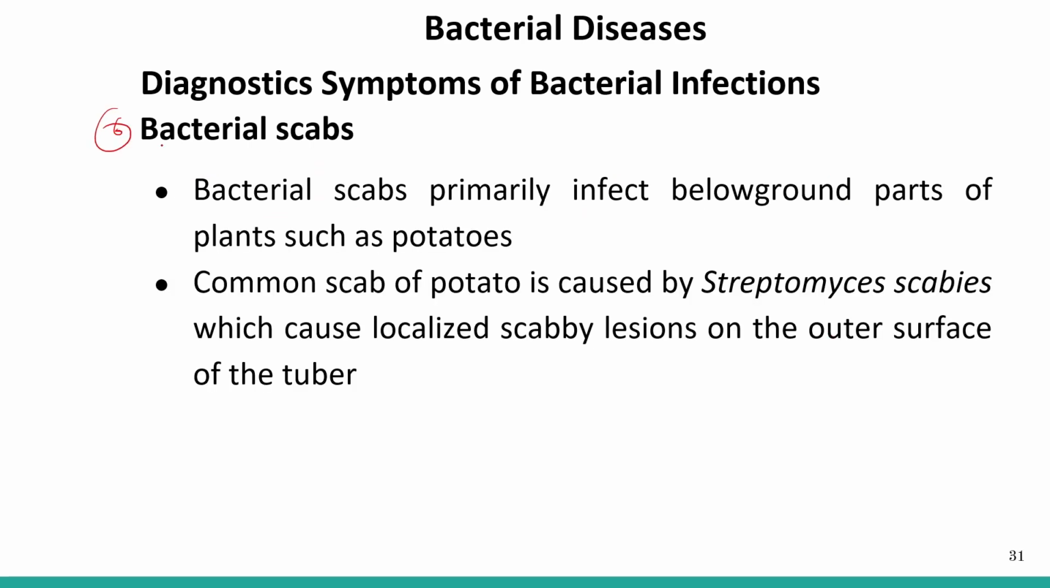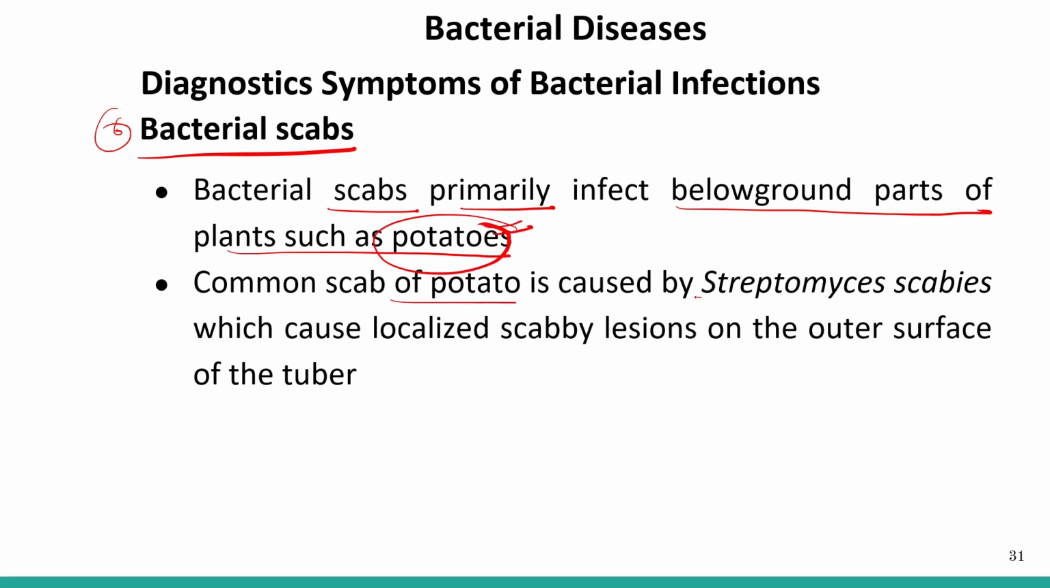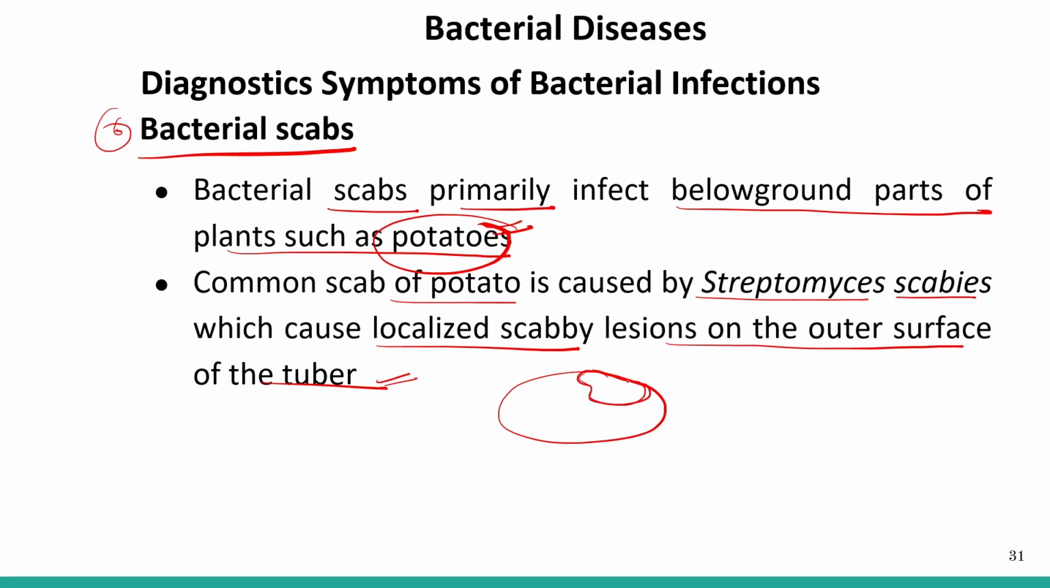Next is bacterial scab. Bacterial scab primarily infects the below-ground parts of the plant, such as potatoes, which are underground stems. Common scab of potato is caused by Streptomyces scabies, which causes localized scabby lesions on the outer surface of the tuber. So generally they infect the tuber, right? The tuber, the underground stem part of the potato. And we can see the scabby lesions at the surface of the tuber.